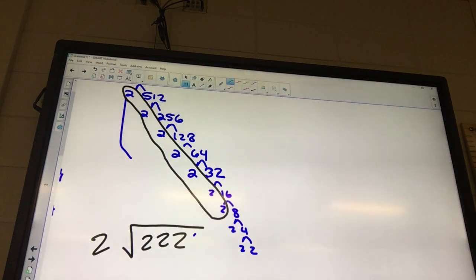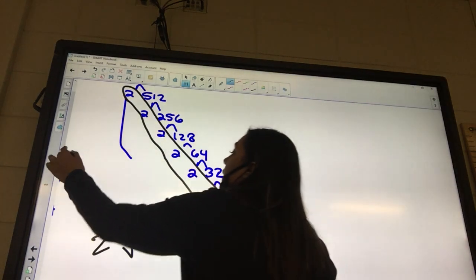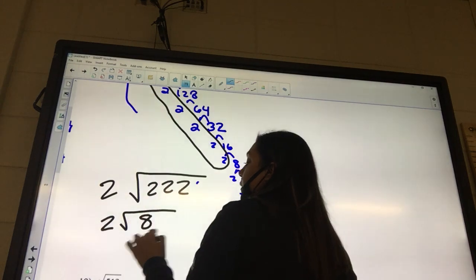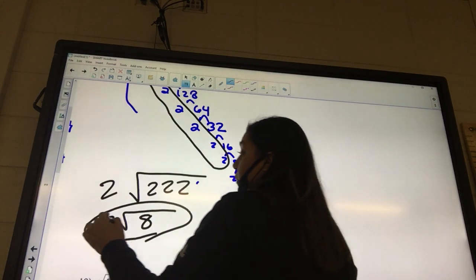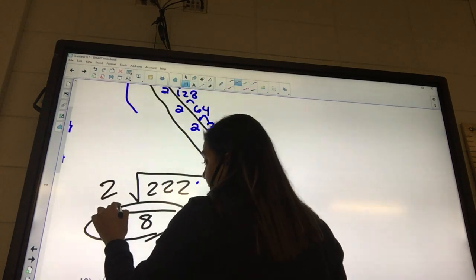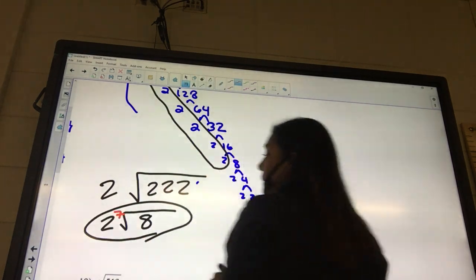What do you do with the 2s back on the inside? You gotta multiply them together. So 2 times 2 times 2 is gonna be 8. 2 square root of 8. And what did I forget? The baby. Yeah, I forgot the baby, what was it, a 7? Yeah. 7.